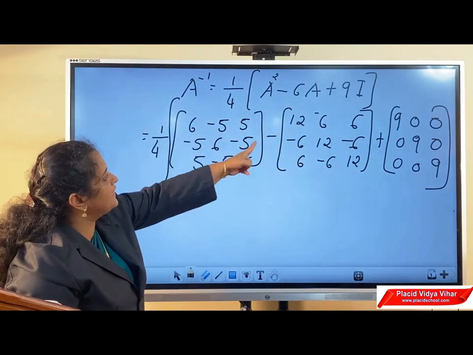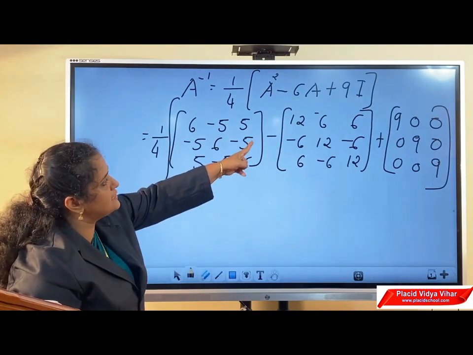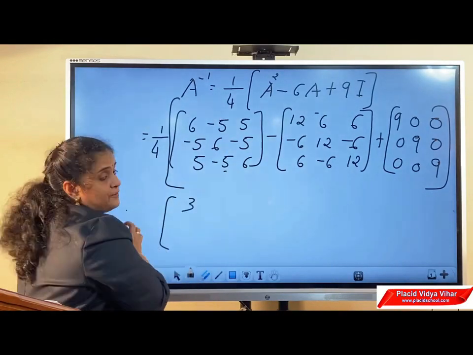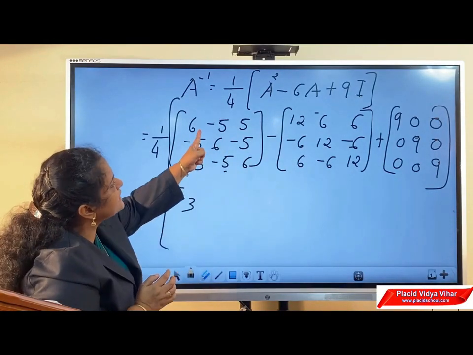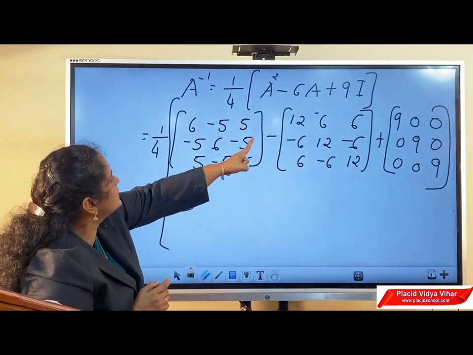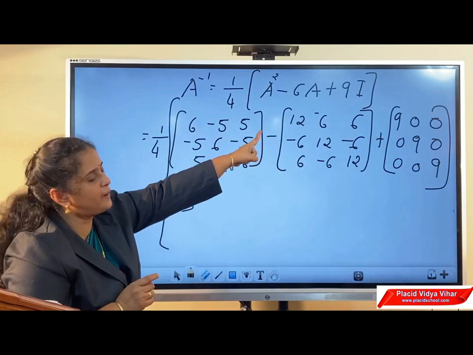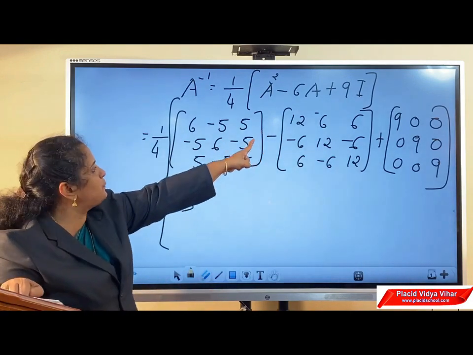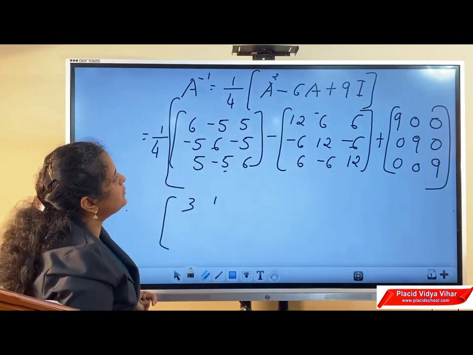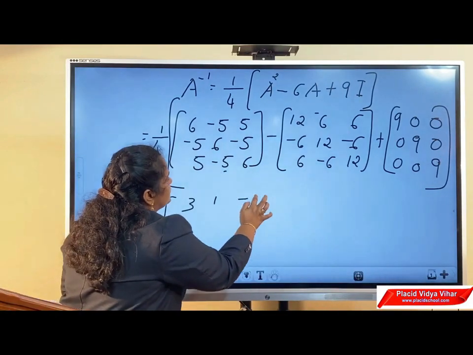6 minus 12, that is minus 6. Minus 6 plus 9, the answer is 3. The first element is 3. Minus 5 plus 6, minus into minus is plus, the answer is 1. The last element is 5 minus 6, that is minus 1.